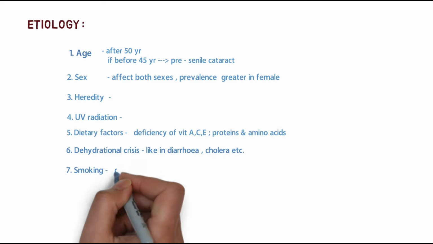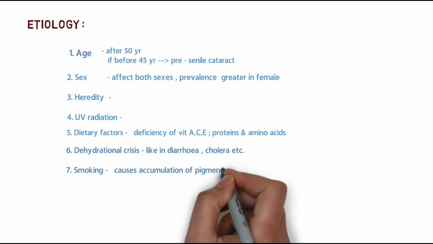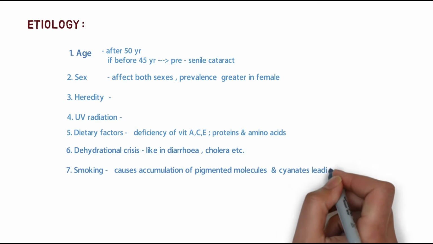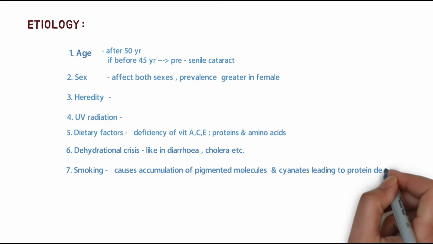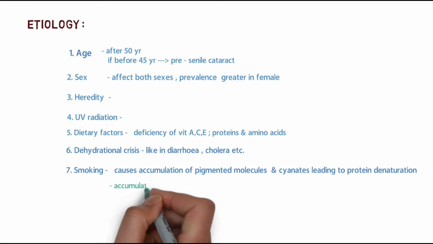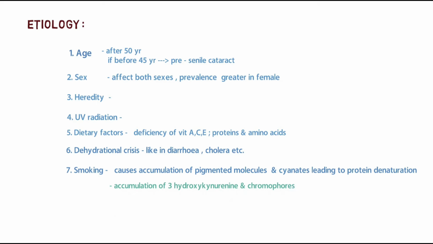Smoking. Smoking causes accumulation of pigmented molecules and cyanides leading to protein denaturation. Smoking causes accumulation of pigments like 3-hydroxykynurenine and chromophores, which leads to yellowing of the lens.